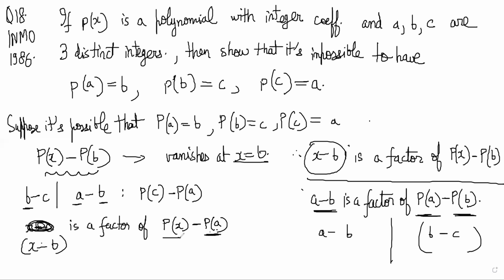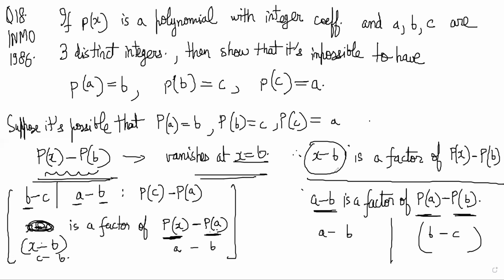P(a) is equal to b and P(c) is equal to a. So I'll get a minus b here, and I'll get c minus b here, right? So basically, I was just working out the implications. So if I have P(x) minus P(b) vanishes at x is equal to b, so I have x minus b is a factor of this.